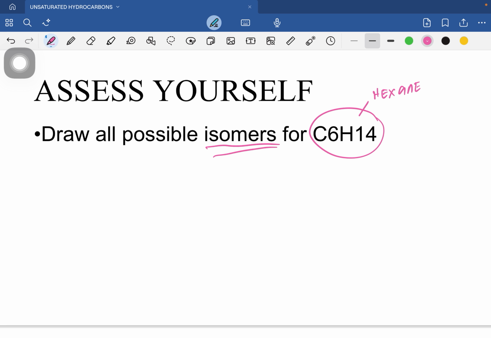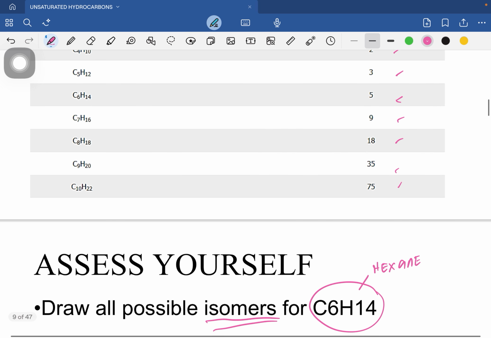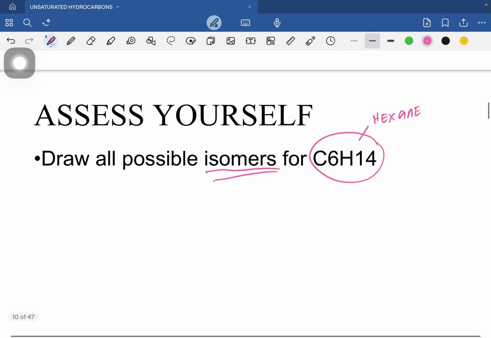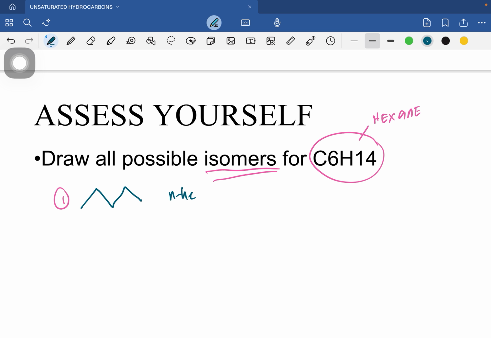Okay, so now you are going to draw all possible isomers for hexane. And for hexane, for a 6 carbon containing hydrocarbon, there are actually 5 structural isomers for that. Okay, and number 1, dito na lang siya. Okay, 2, 3, 4, 5. So this is an example of a N-hexane po. Okay, it's a normal or unbranched hexane.